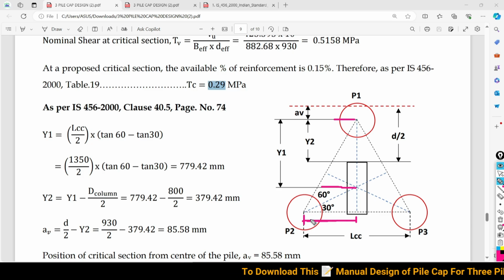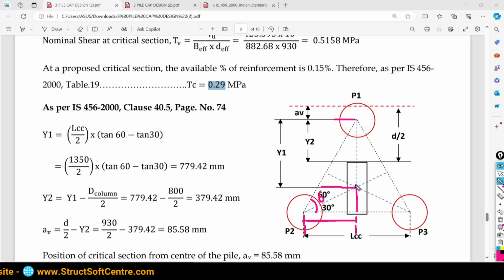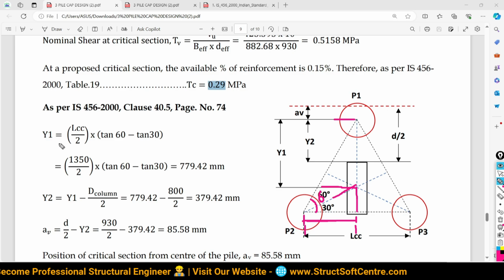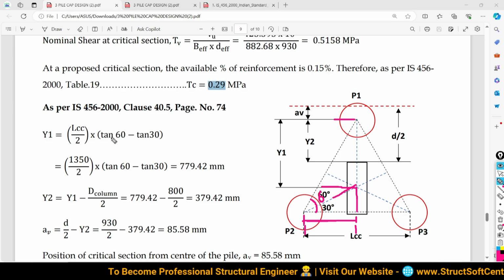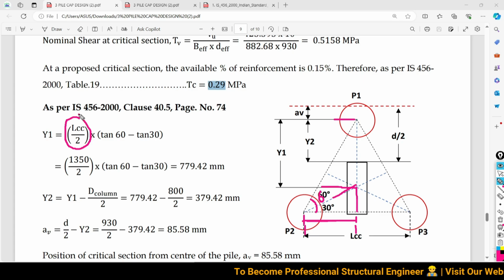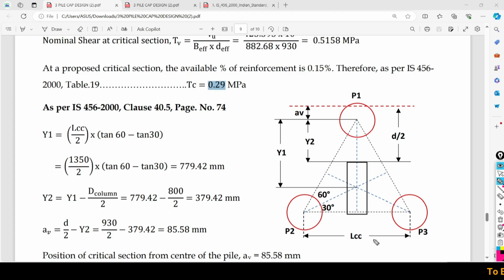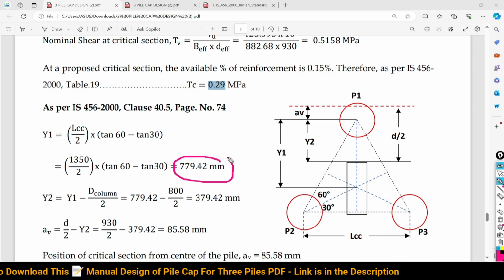So you will get this distance, the base of this triangle, and this complete triangle is 60 degree. If you subtract this height from that, again it is LCC divided by 2, this distance, and now the angle is 30 degree. So LCC divided by 2 into tan 60 minus LCC divided by 2 tan 30. I am taking LCC divided by 2 outside, and inside the bracket tan 60 minus tan 30. After that we put the value of LCC, the center to center distance between the piles, as 1350 divided by 2 multiplied by tan 60 minus tan 30. We are getting the value 779.42.